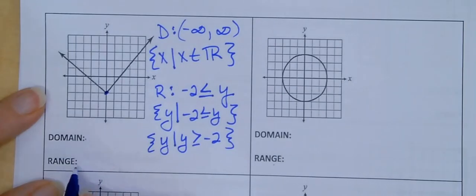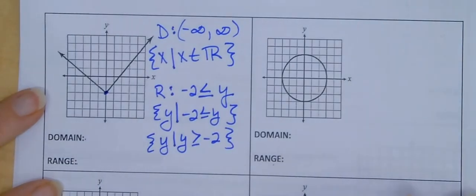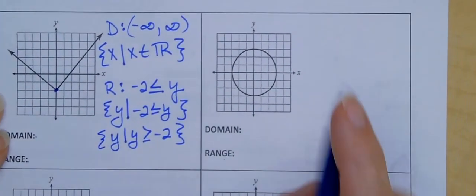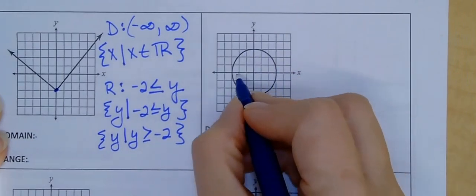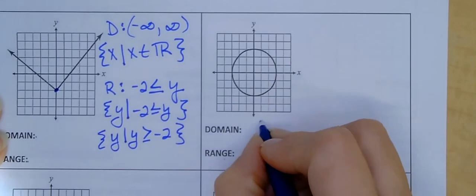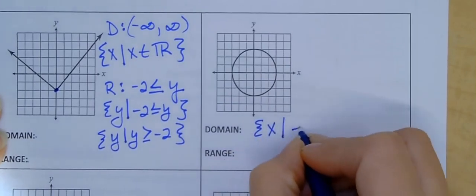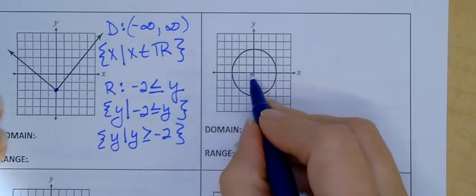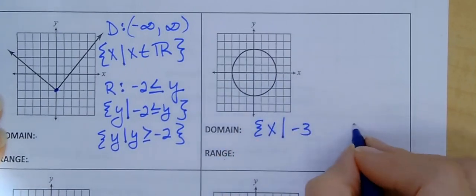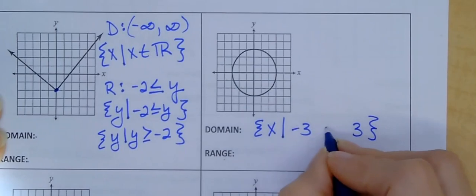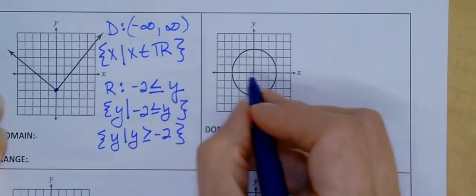I suppose I could have written domain and range there, sorry. Okay, so over here, we're going to look at this circle. What's the smallest x I could possibly have? -1, -2, -3. So I'm going to go ahead and start this up, set builder: x such that -3 is one boundary, and +3 is the other boundary. X is in between those guys, right?